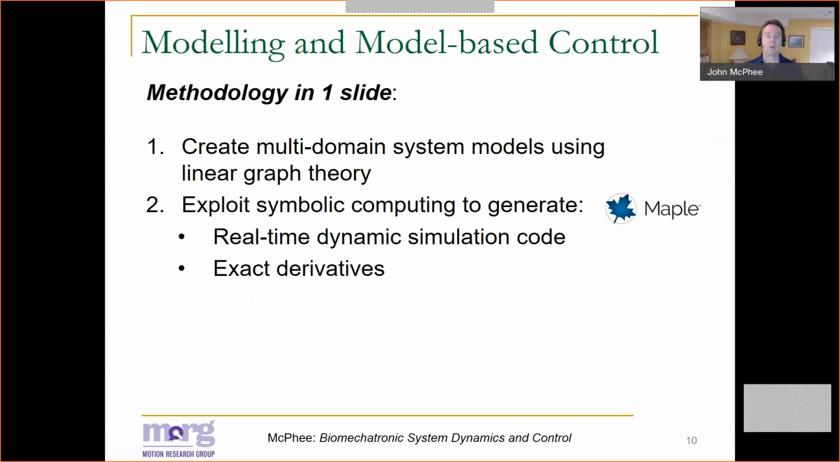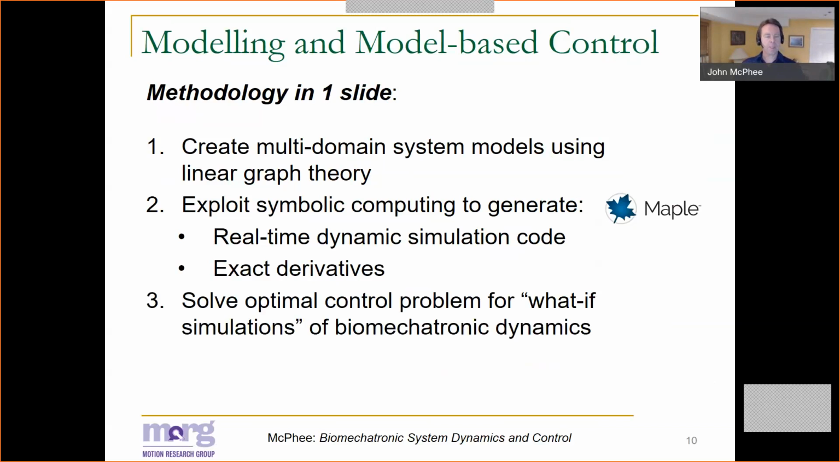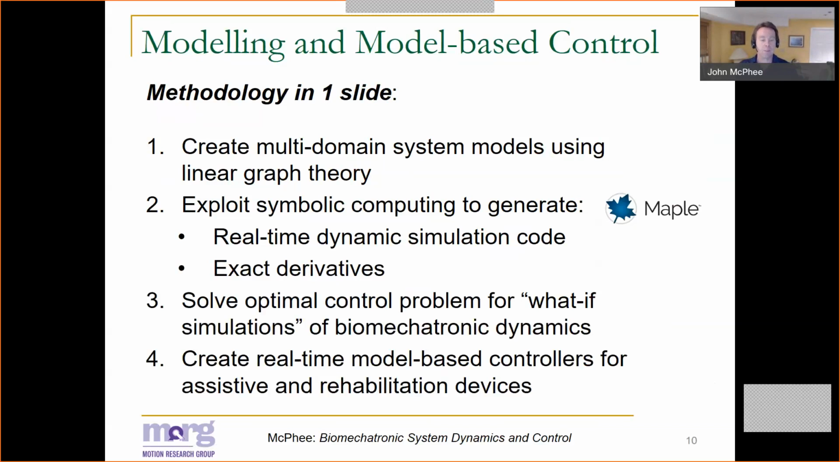And secondly, because we have our system models and equations in symbolic form, we can easily get exact derivatives like gradients and Hessians and Lagrangians that are needed to support the optimization work. We're then in position to solve optimal control problems for what-if simulations of biomechatronic systems, and that allows us to predict what will happen before we actually run experiments. And then finally, using these models, we can create real-time controllers for the assistive or rehabilitative devices.